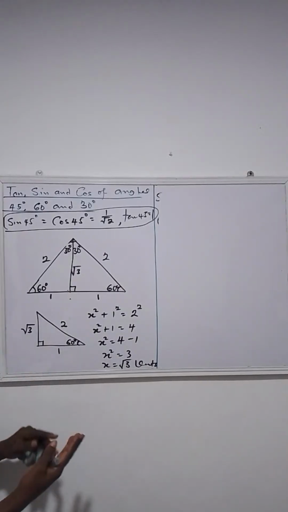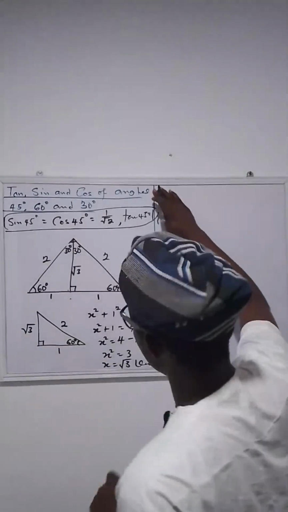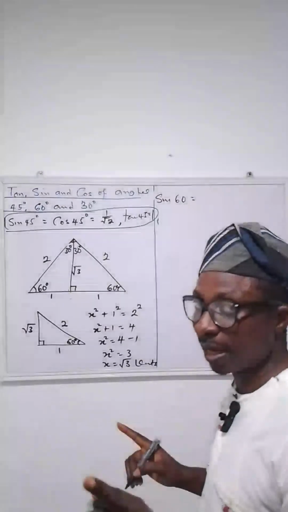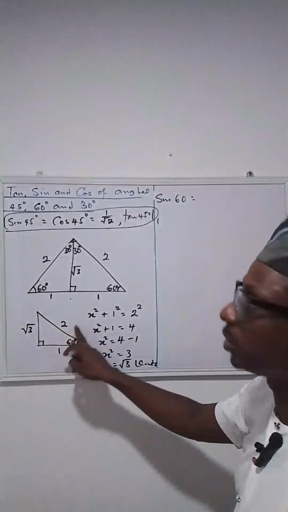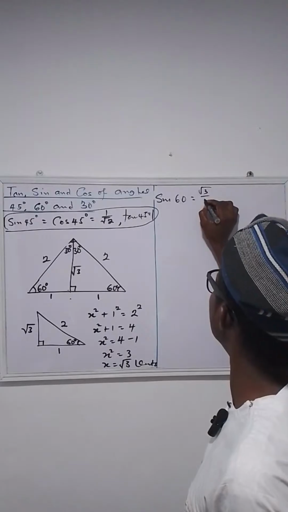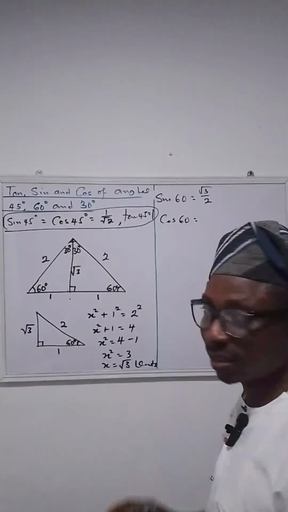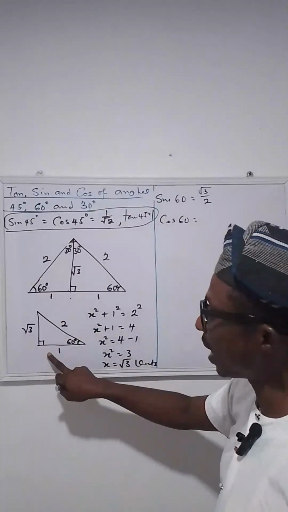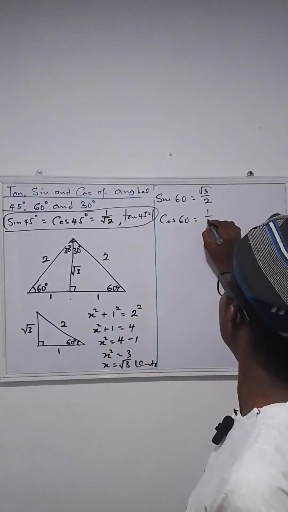So now I want to get the sine, cos, and tan of 60. So I will come here and write sine 60. Don't forget, sine is opposite over hypotenuse. So this is opposite over hypotenuse. So sine 60 is going to be square root of 3 over 2. Okay? Now let us look at cos 60. Cos 60 is adjacent over hypotenuse. This is my adjacent. This is my hypotenuse. So that's going to be 1 over 2.